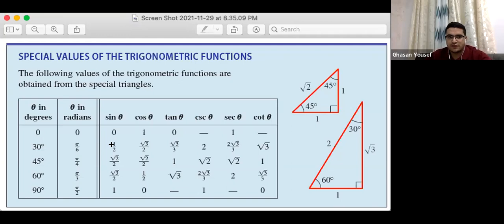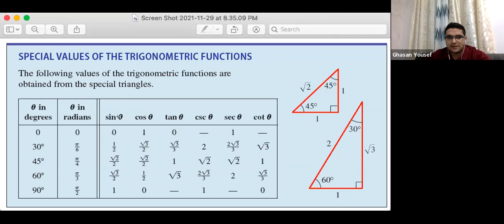Sine of 30 is 1/2. Cosine of 30 is square root of 3 over 2. The tan of 30 is the square root of 3 over 3. 45. The sine of 45 is square root of 2 over 2. The cosine of 45 is square root of 2 over 2. The tan of 45 is 1.